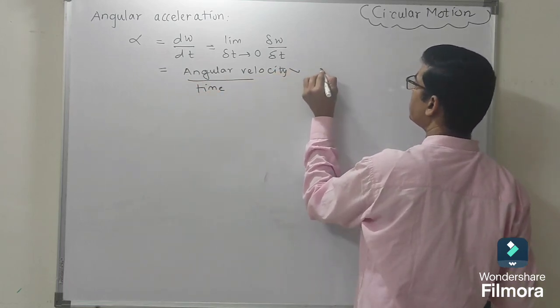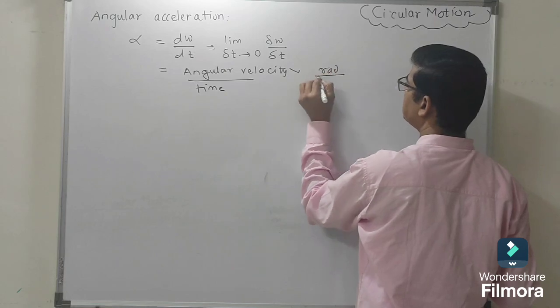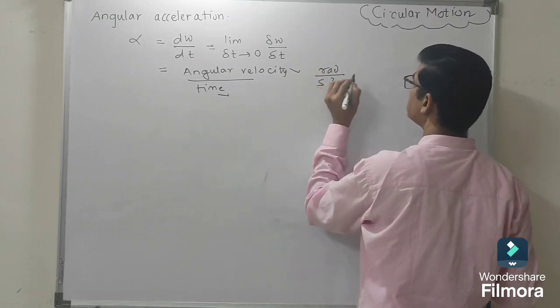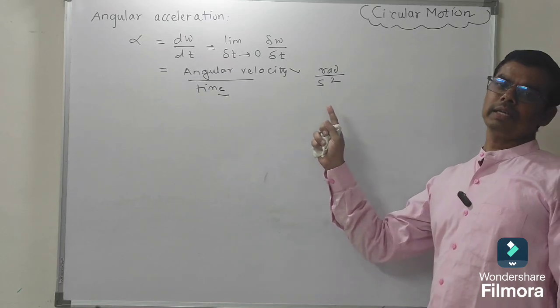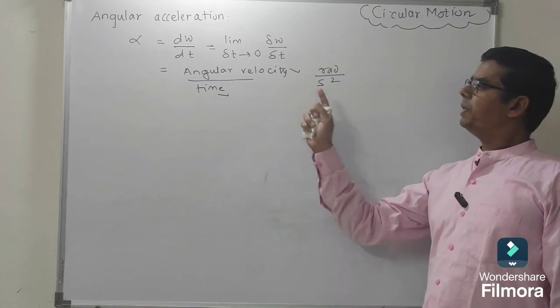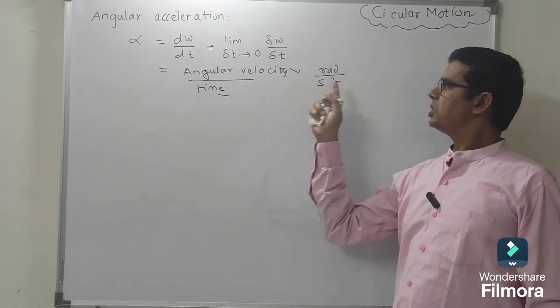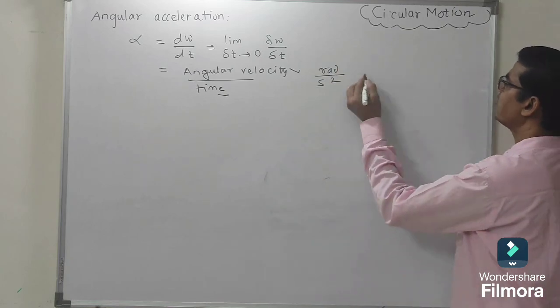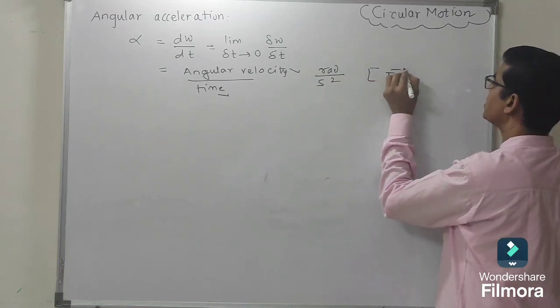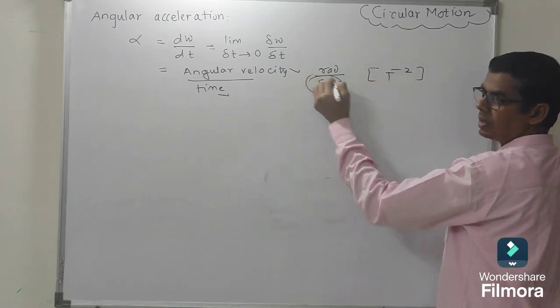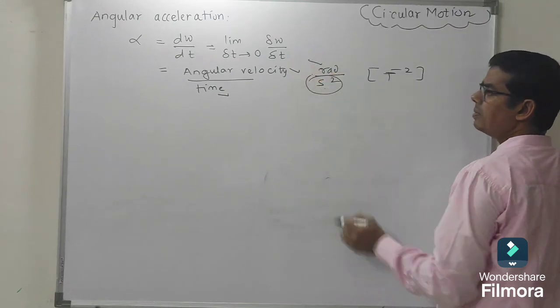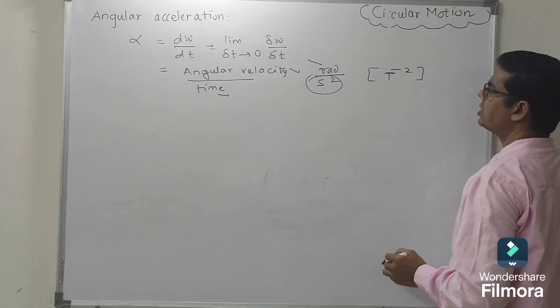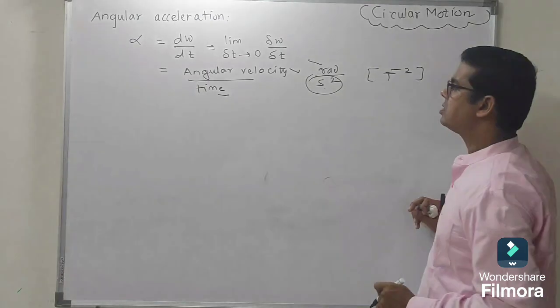SI unit of angular velocity is radian per second. Again, this is divided by time in seconds, so the unit is per second square. Just as the SI unit of linear acceleration is meter per second square, the SI unit of angular acceleration is radian per second square, and we can write the dimension of angular acceleration as T to the power minus 2. Radian is dimensionless.